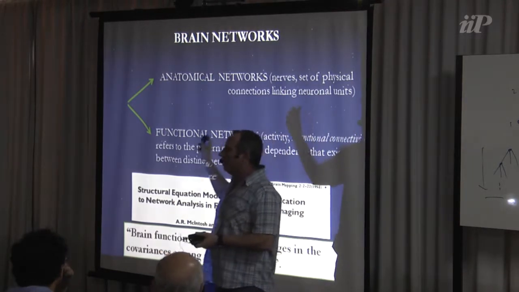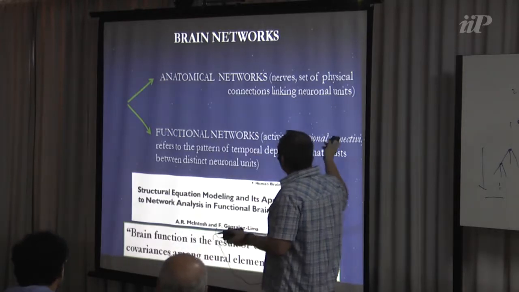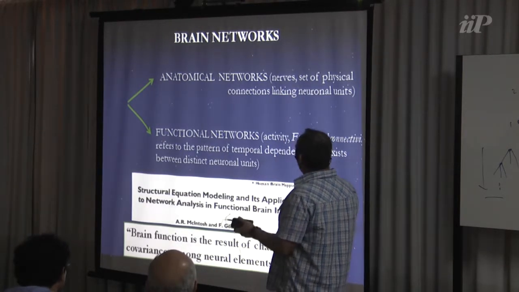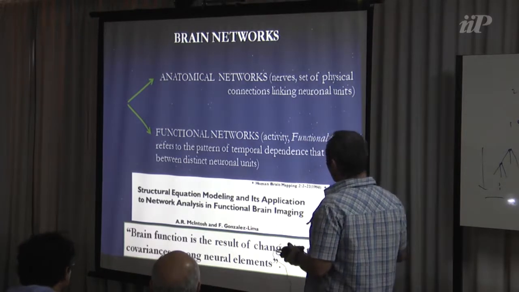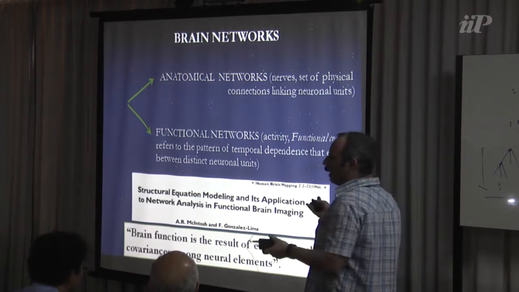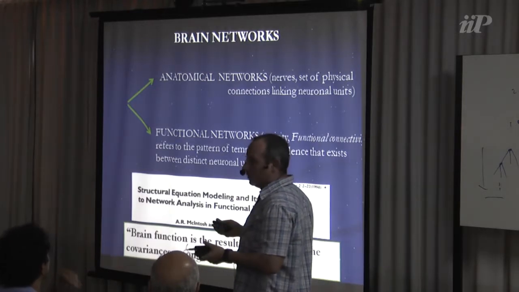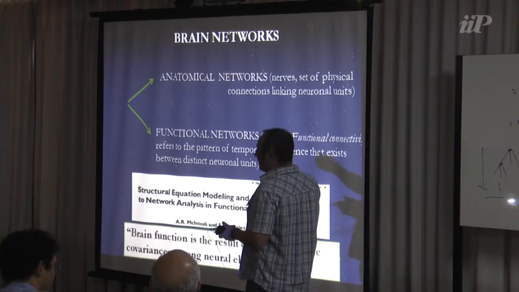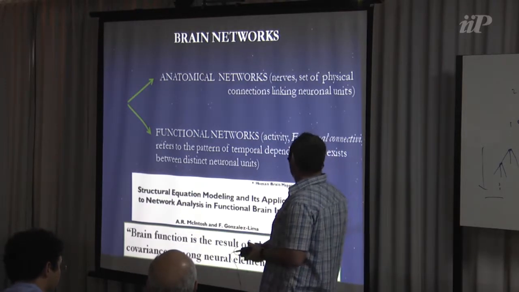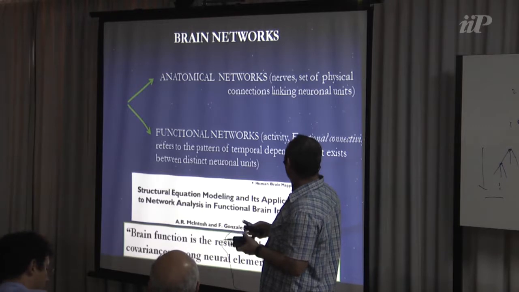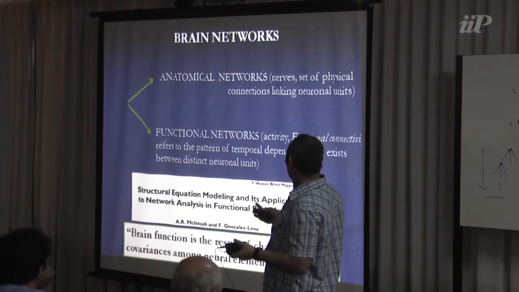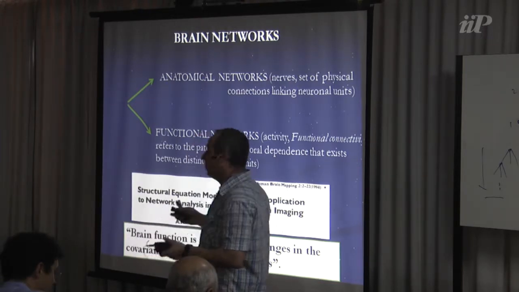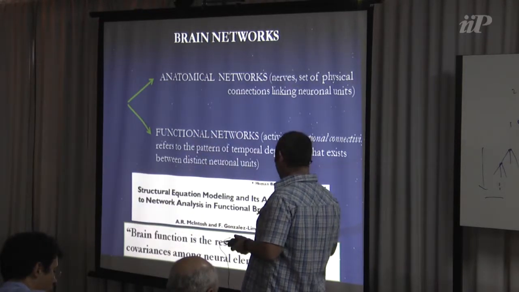The first thing is, in brain networks we have anatomical networks and functional networks. In an anatomical network, there is a set of physical connections that link unitary neural units. Okay. And in functional networks, we are measuring activity, and we refer to functional connectivity as a pattern of temporal dependence that exists between the neural units. Okay.